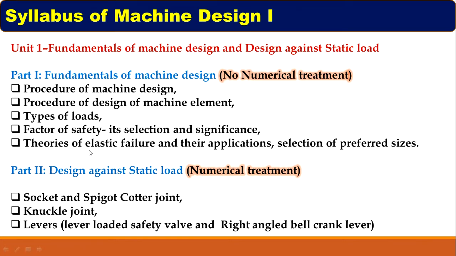Then the next article is theories of elastic failure. These theories are required to predict the failure of any mechanical component, and we are going to study the applications of these theories of failure. Then the next article is selection of preferred sizes. This is required for a manufacturer to decide the output capacity of its machine. For example, suppose one manufacturer is manufacturing motors with different capacities.